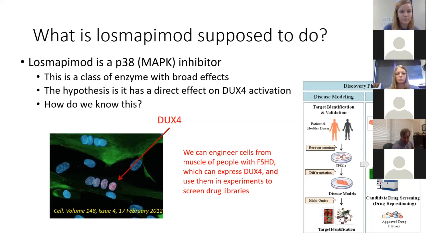And for FSHD, that output is the expression of DUX4, or if not DUX4 directly, then those genes that DUX4 is acting on. We can then take those cells, put them in a petri dish, 100 or 1,000 at a time. We can use computer techniques to expose those different little wells to different kinds of drugs that are in established drug libraries that you can purchase. They have usually several thousand drugs at a time. And then you can use automated processes to look at the readout, as long as you've got some kind of reporter, DUX4 or one of those gene targets, and look for drugs that might be having an effect.